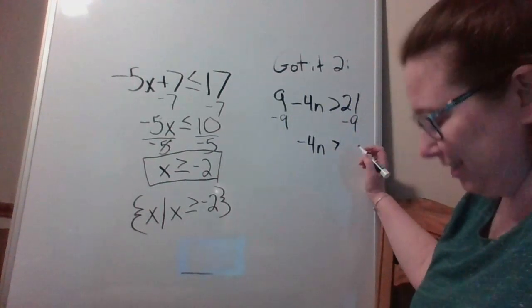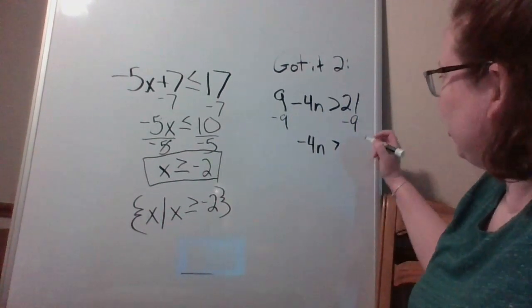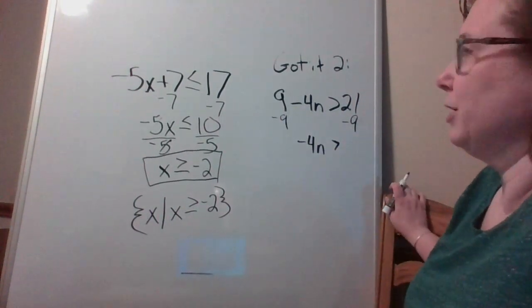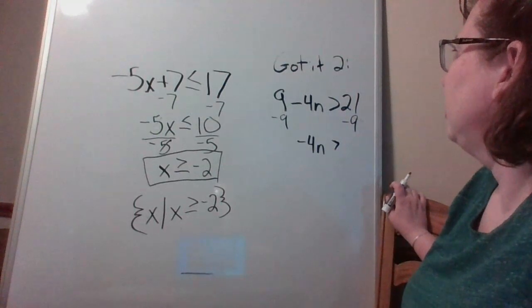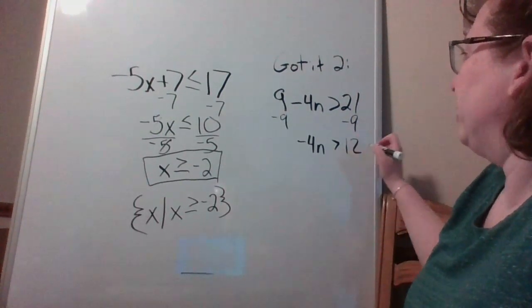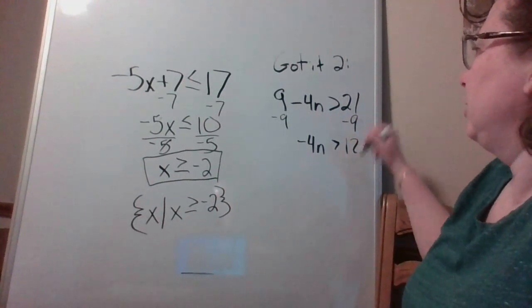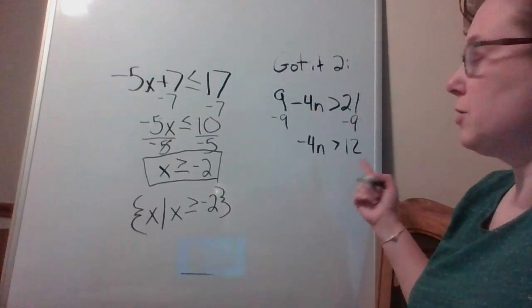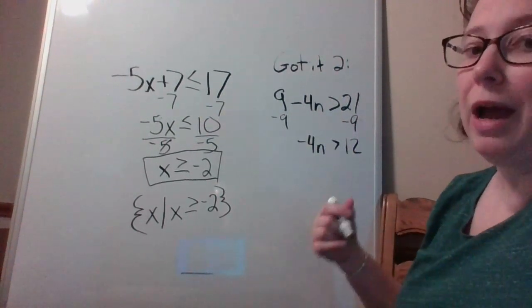Ooh, I'm having a little brain fart here. Oh my goodness. So 20 would be 12, right? Yeah. So now we have -4n is greater than 12.